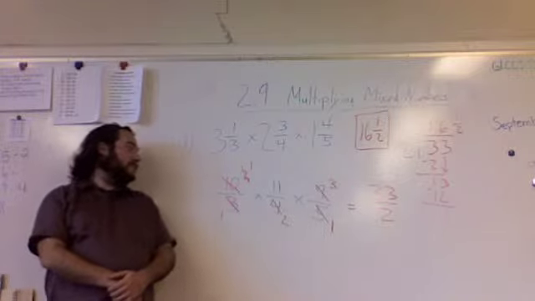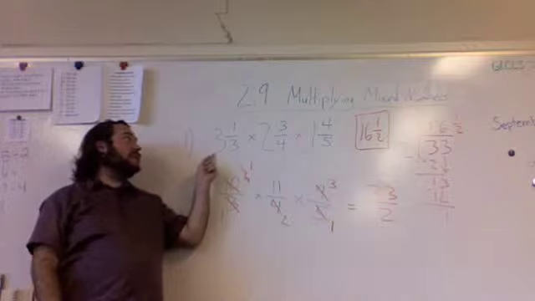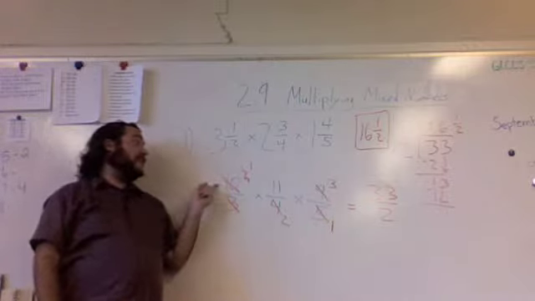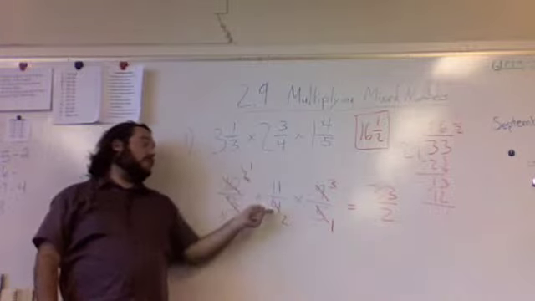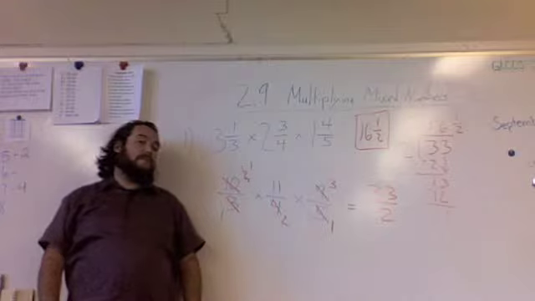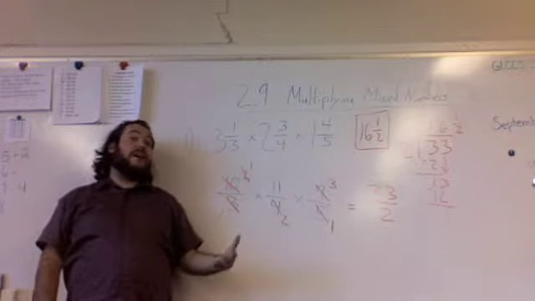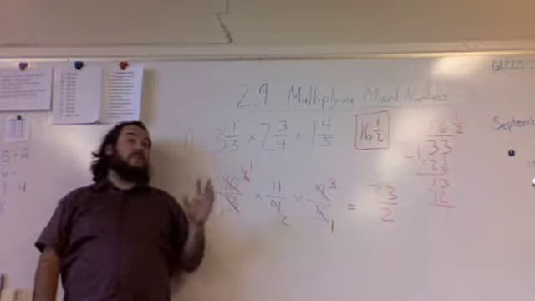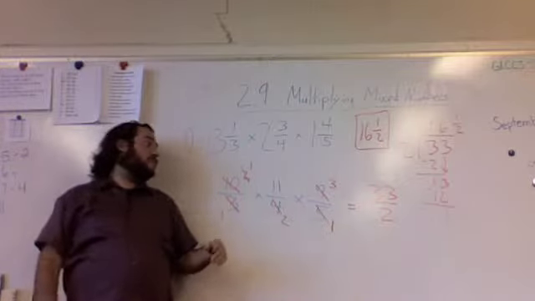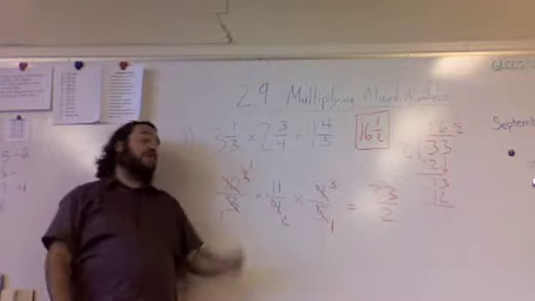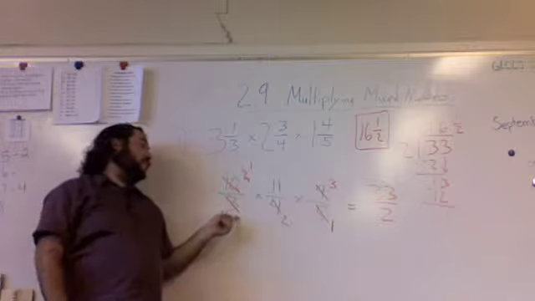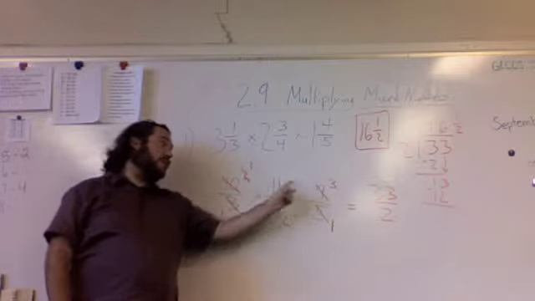Look at how we solved this. First, we turned each mixed number into an improper fraction. 3 1/3 is 10 thirds, 2 3/4 was 11 fourths, and 1 4/5 was 9 fifths. Now we're going to divide out common factors. I promise it's going to be much easier to do it this way than to wait till the end and deal with some huge numbers. 10 and 5 can both be divided by 5, so we got 2 and 1. 9 and 3 can both be divided by 3, so we now have 3 and 1.